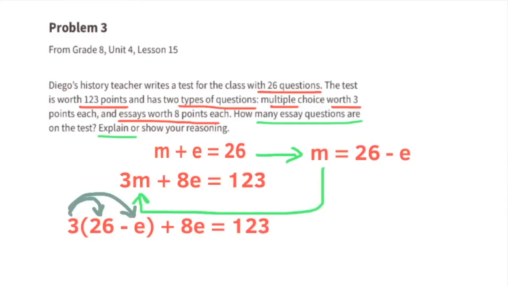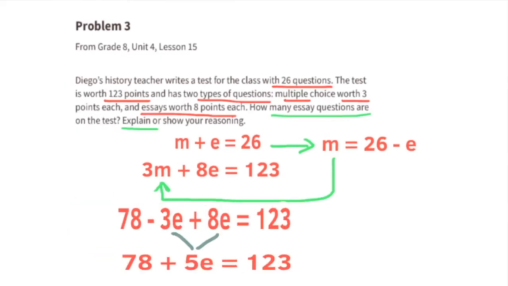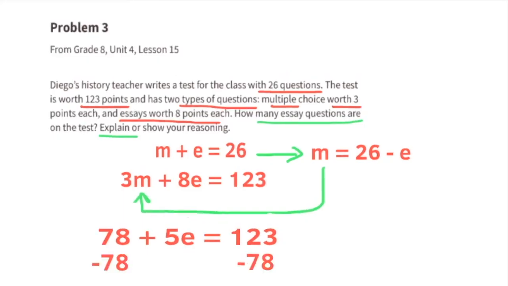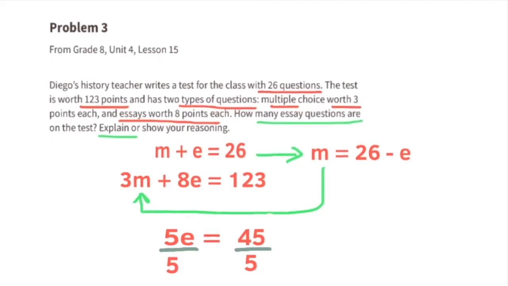Use the distributive property and multiply 3 times 26 and 3 times minus e. We need to collect like terms. Negative 3e plus 8e, that's the same thing as 8e minus 3e, or 5e. Since we're solving for e, we need to subtract 78 from both sides. That leaves us with 5e equals 45. We want just one e, so let's divide both sides by 5. 5e divided by 5 equals 1e, and 45 divided by 5 equals 9. We know that e equals 9.